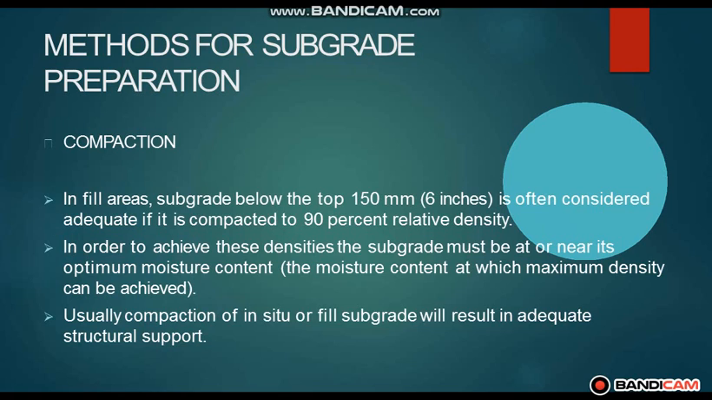So as you can see, there are some methods for subgrade preparation. The first is compaction. Let's consider it. In fill areas, subgrade below the top 150 mm, that is 6 inches, is often considered adequate if it is compacted to 90% relative density. In order to achieve these densities, the subgrade must be at or near its optimum moisture content, that is the moisture content at which maximum density can be achieved. Usually compaction of in situ or field subgrade will result in adequate structural support.